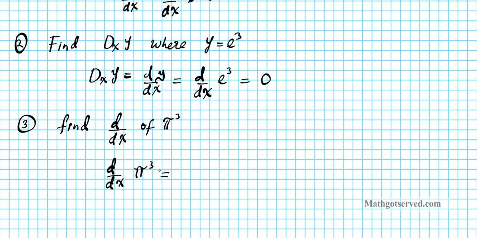So we can still use the constant function rule here to evaluate this derivative. So our answer is going to be 0. All right. So there you have it.